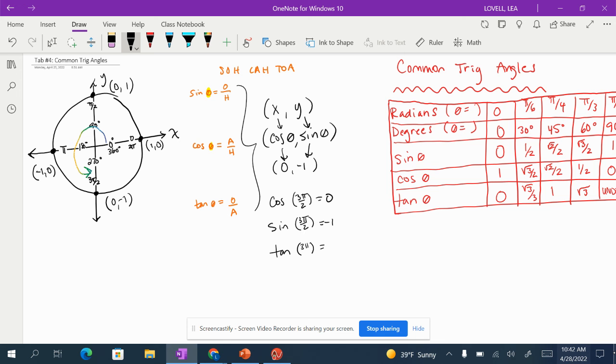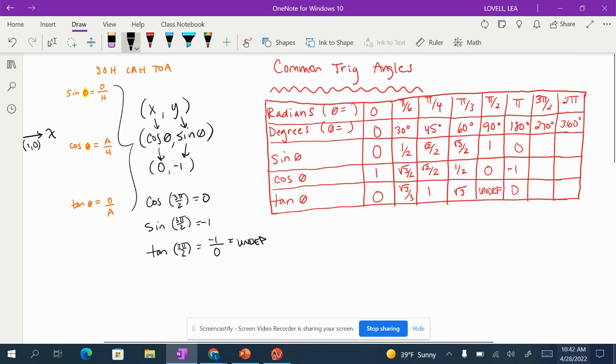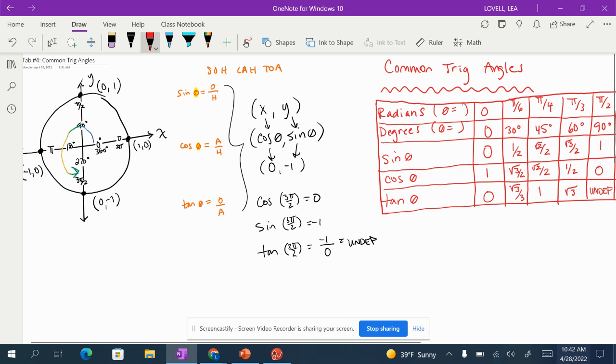And the tangent of 3 pi over 2 is going to be sine over cosine. And we know that you can't divide by 0 in math, so the tangent of 3 pi over 2 is undefined. So we would write undefined. Cosine is 0, sine is -1. All right, we've got one more to do. So let's go back to our unit circle.